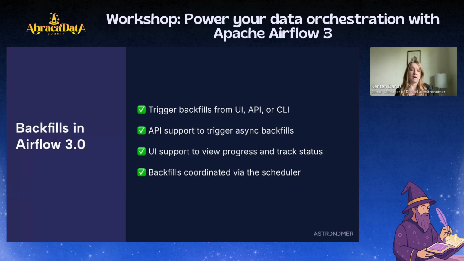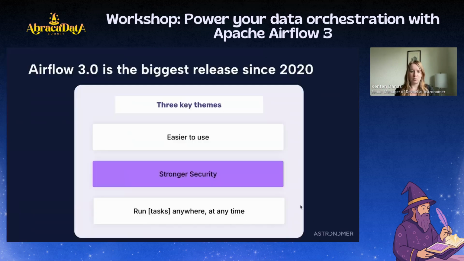You have a great progress bar in the UI that will show up so that you can track the status, and you're able to pause or cancel backfills at any time. And they are coordinated now by the scheduler, just like any other DAG run. So any logic that you apply to them in terms of how many runs you can run in parallel or things like that, you can now apply to them. So pretty cool.